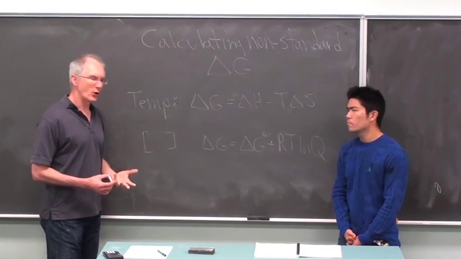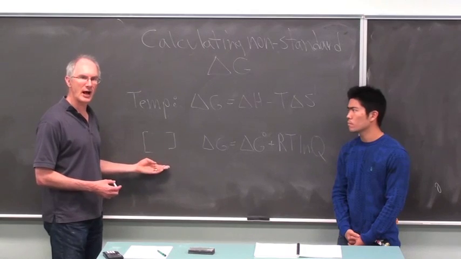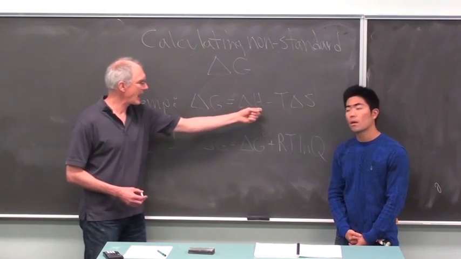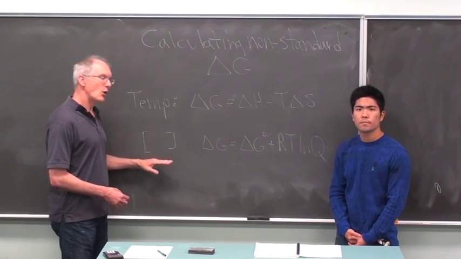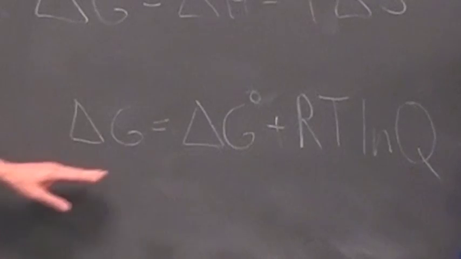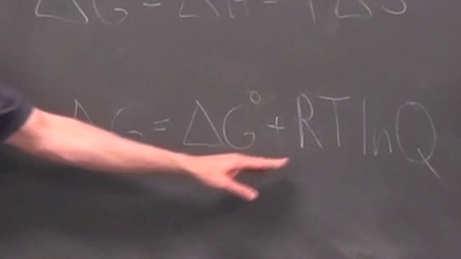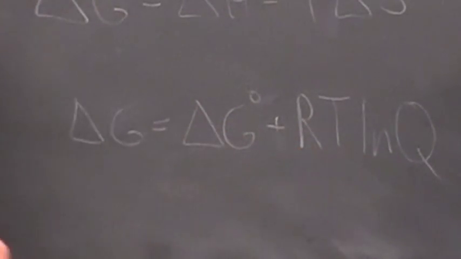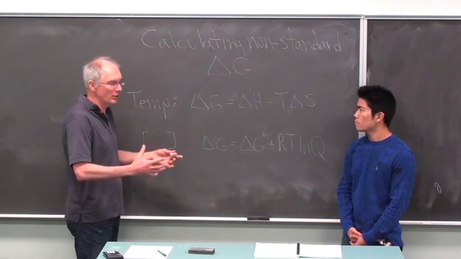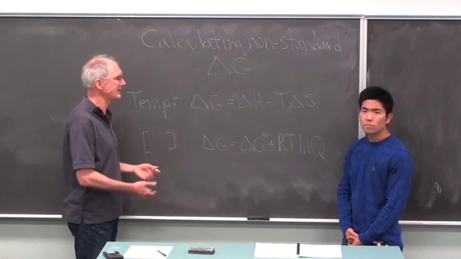But there are also non-standard conditions of concentration. Well, this doesn't have concentrations as a variable in it, so we can't use that. And so what we're going to use is a different equation. Delta G equals delta G naught plus RT natural log of Q. And these Q's are the concentrations at whatever conditions exist when you ask the question.